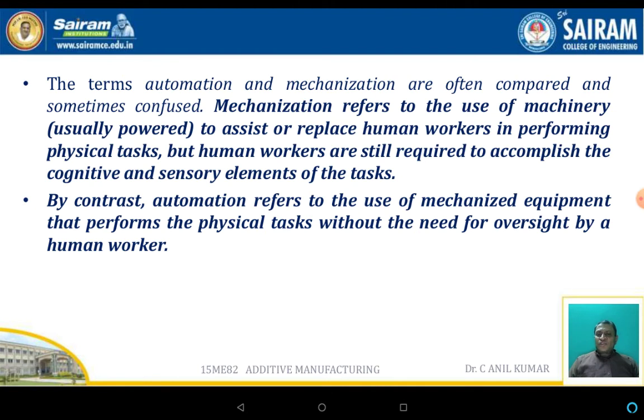Now, the terms automation and mechanization are often compared and sometimes confused. Mechanization refers to the use of machinery to assist or replace human work in performing physical tasks, but human workers are still required to accomplish the cognitive and sensory elements of the task. By contrast, automation refers to the use of mechanized equipment that performs the physical task without the need for oversight by a human worker.